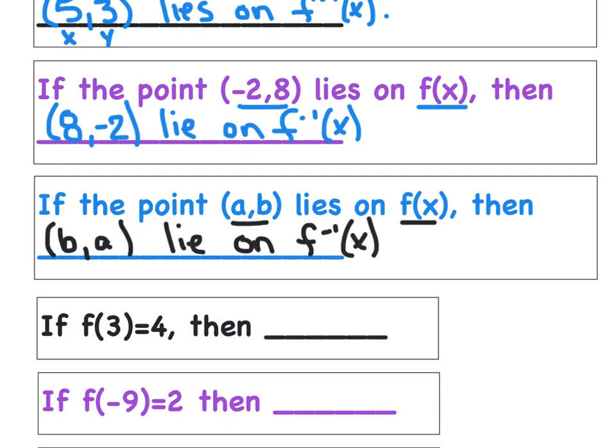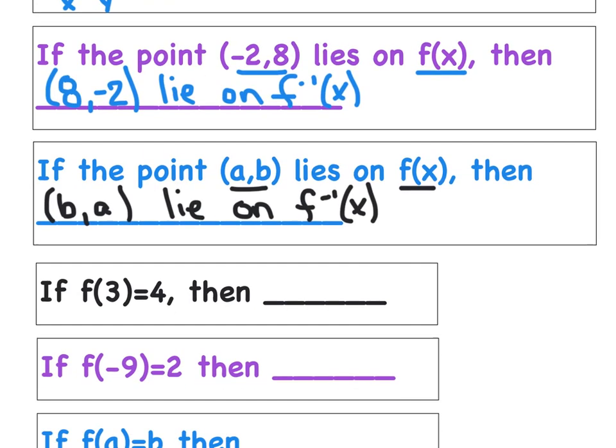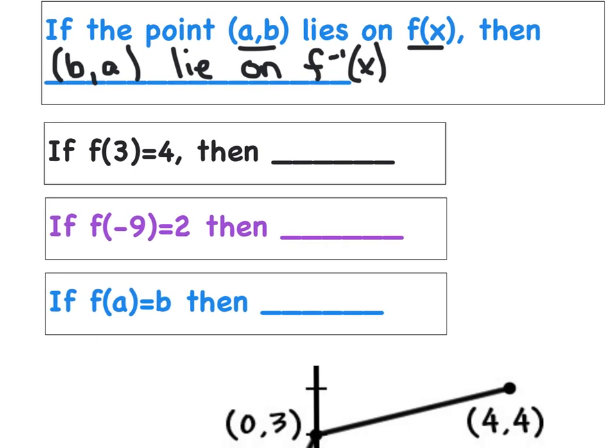So we're starting to definitely see a pattern here for sure. Let's see if we can talk about the same thing but use a little different notation. When I say that f of 3 equals 4, what I'm really trying to say is that there's a point (3, 4) that lies on f of x. Then what must be true? Well, let me erase that. What must be true is that f inverse of 4 must equal 3.